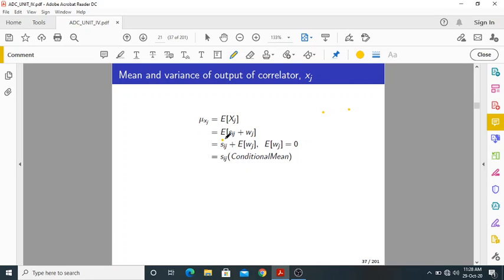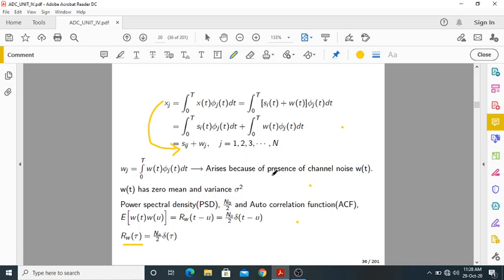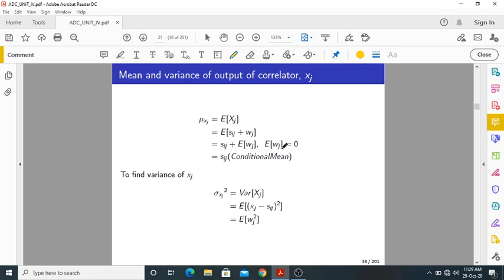We know already that the expectation of some constant a plus x is nothing but a plus the expectation of x. These are all properties of expectation, and I hope you are okay with them. Now it is Sij plus the expectation of Wj. What is the expectation of Wj? It is 0, because just now I mentioned that W of t has a 0 mean and variance sigma square. So the mean of xj is simply equal to Sij.